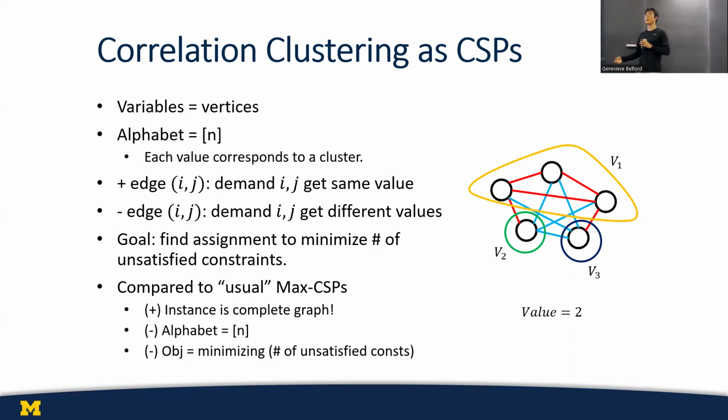For max cut or max 3-set, the alphabet size is 2, true or false. Now it's n, so it's probably going to make things harder. And then, it looks really benign, but actually the bigger problem is that my objective function is the number of unsatisfied constraints. It's a min problem instead of a max problem. It looks benign because in exact optimization they're the same thing. But if you care about approximation ratio, then one can say this is probably a bigger problem than having the large alphabet size.